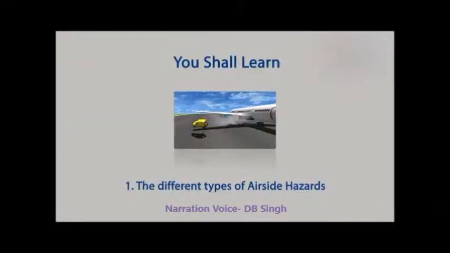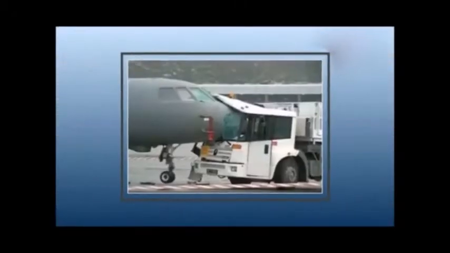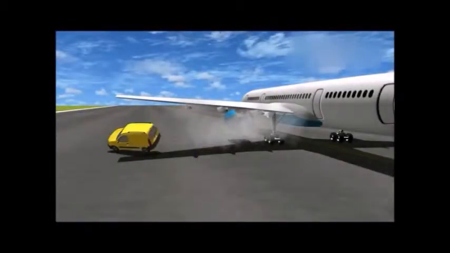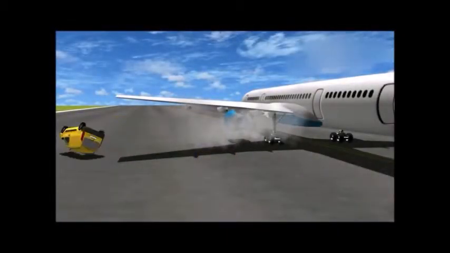In this session, you shall learn about the different types of airside hazards. What is a hazard? A hazard is a condition or situation that could result in or contribute to an undesirable outcome. While working on airside, we have to deal with aircraft hazards and other airside hazards.